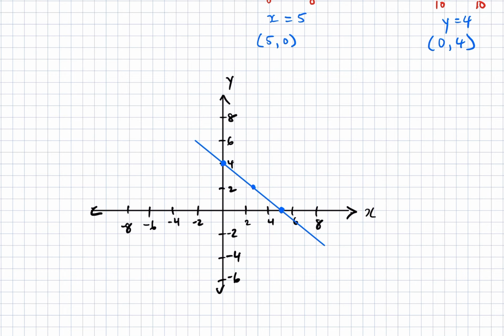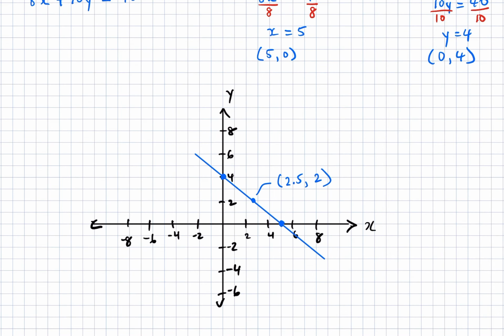And we would say that this coordinate is at about, let's say, 2.5, 2. So this is an estimate. This is not a precise number, but we would say that coordinate lands at about 2.5, 2.